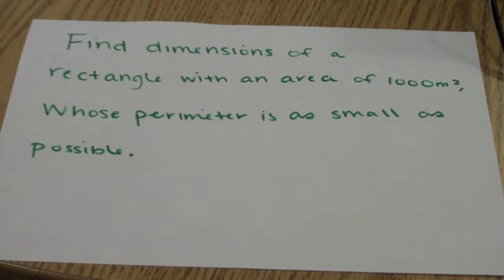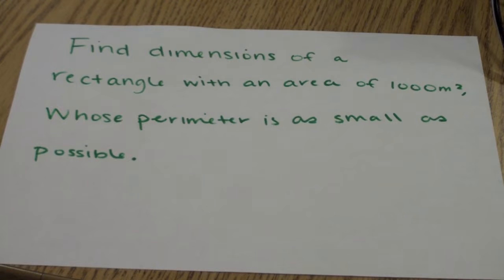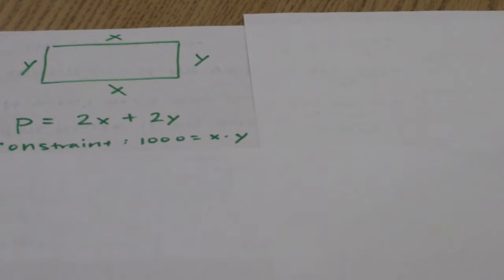Here's the first problem. The problem says, find the dimensions of a rectangle with an area of 1,000 meters squared whose perimeter is as small as possible. To start out the problem, we draw a picture of the rectangle with x as the height and y as the width. We then minimize the perimeter equation. We also need to find a constraint in order to make the equation with one variable.